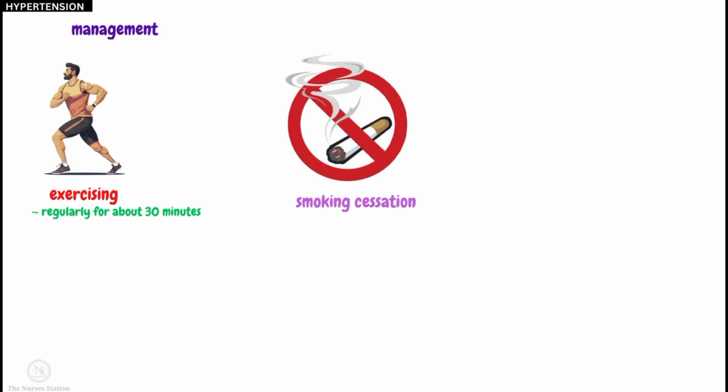Exercising can help lose weight and reduce cholesterol level. This helps in managing high blood pressure. A regular exercise for about 30 minutes daily is recommended. Smoking causes endothelial injury, causing build-up of plaque. When you quit smoking, the risk of plaque formation is significantly reduced, thus helping manage blood pressure.